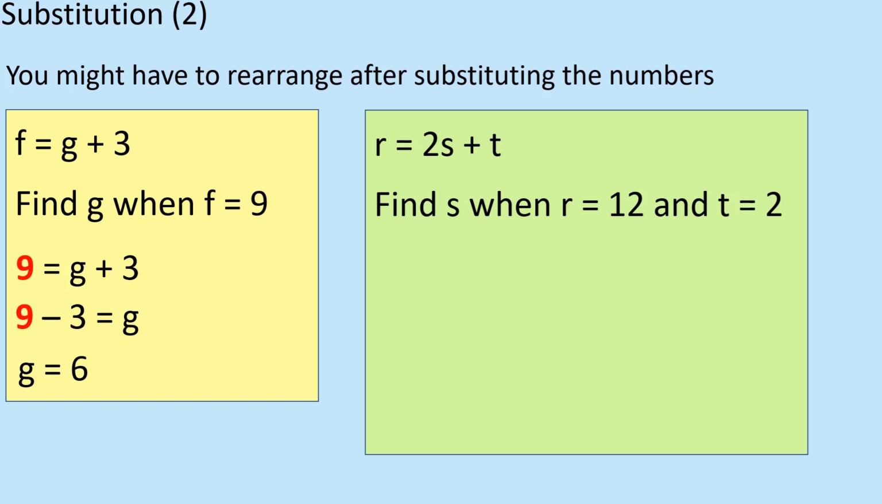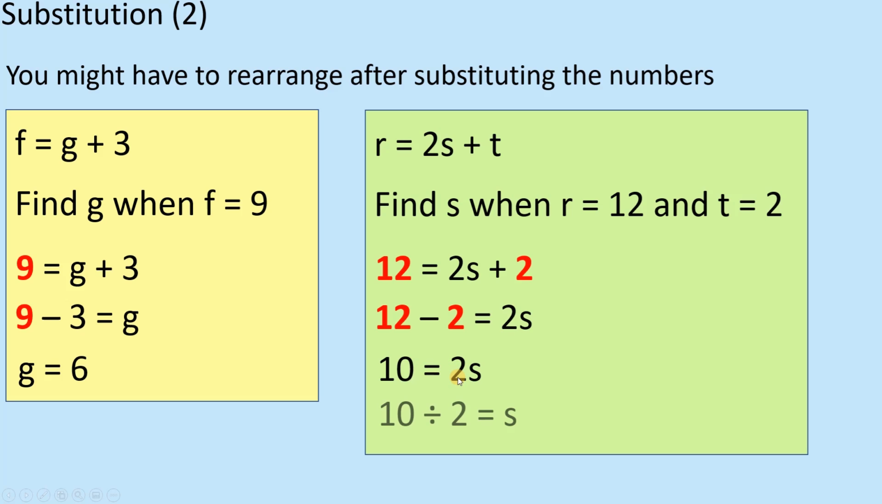Now, r is equal to 2s plus t, so find s when r equals 12 and t is equal to 2. First things first, we put the numbers in. r is 12 and t is 2, so we start with 12 equals 2s plus 2. Leaving this where it is, I'm going to take away the 2 from the other side. So 12 take away 2 equals 2s, so 10 equals 2s. Because I want s, divide both sides by 2. So 10 divided by 2 is equal to s, so s is 5. Pretty straightforward.